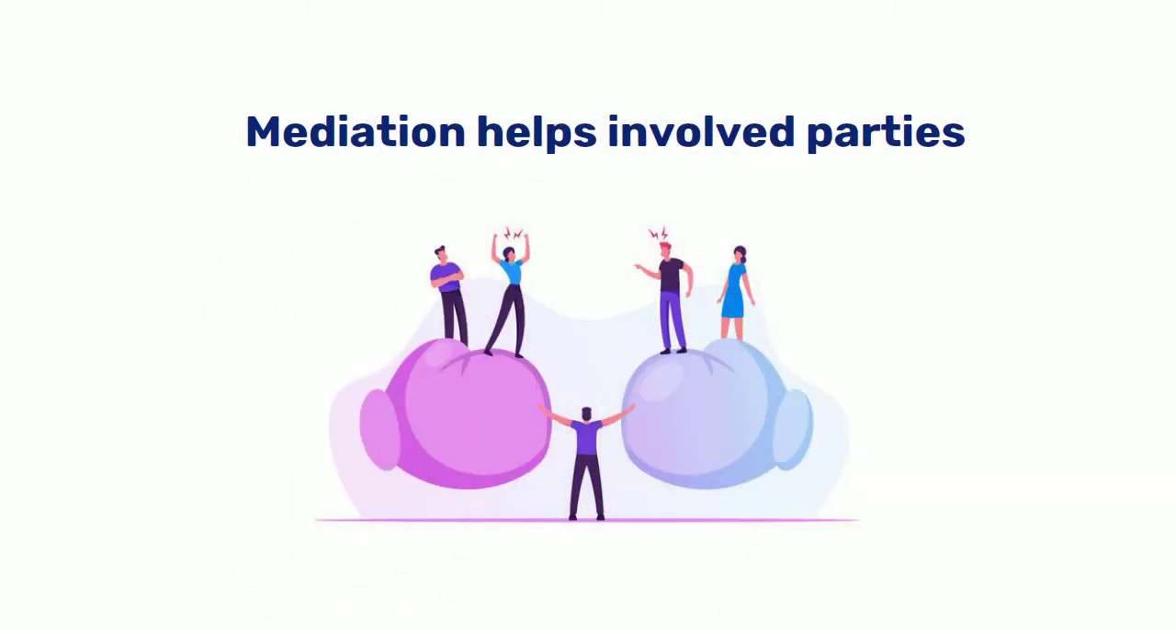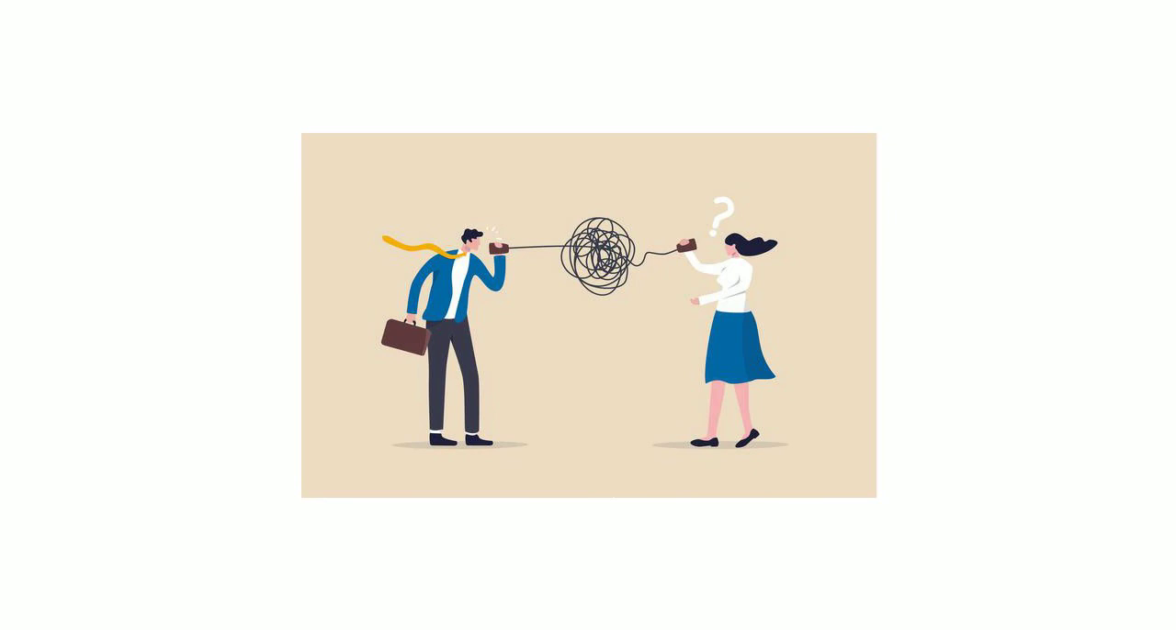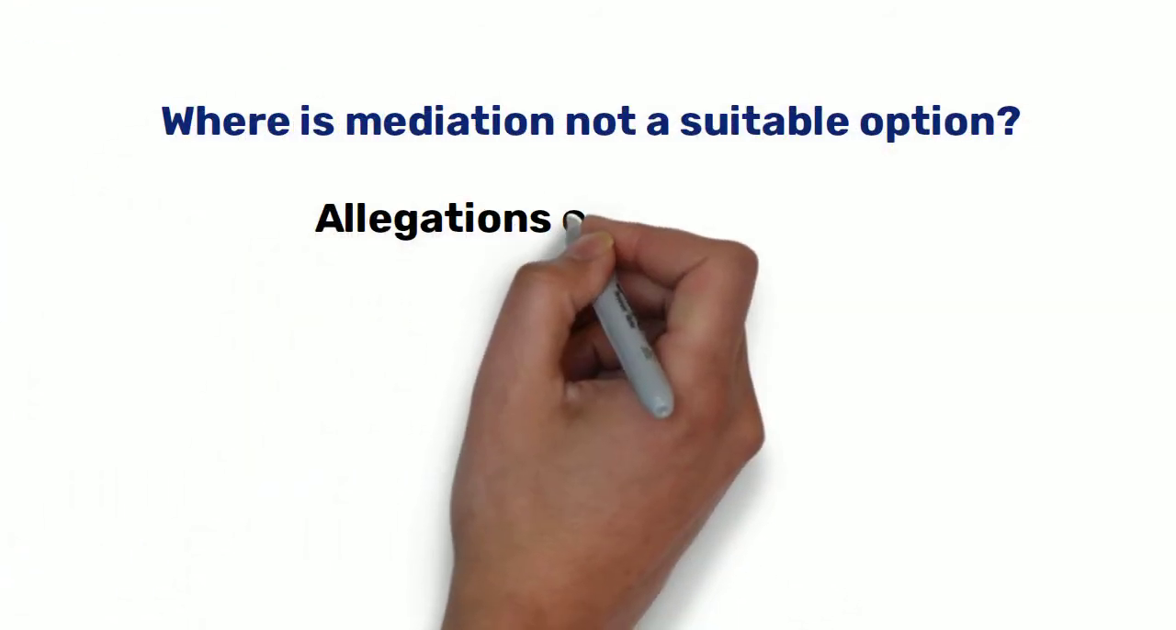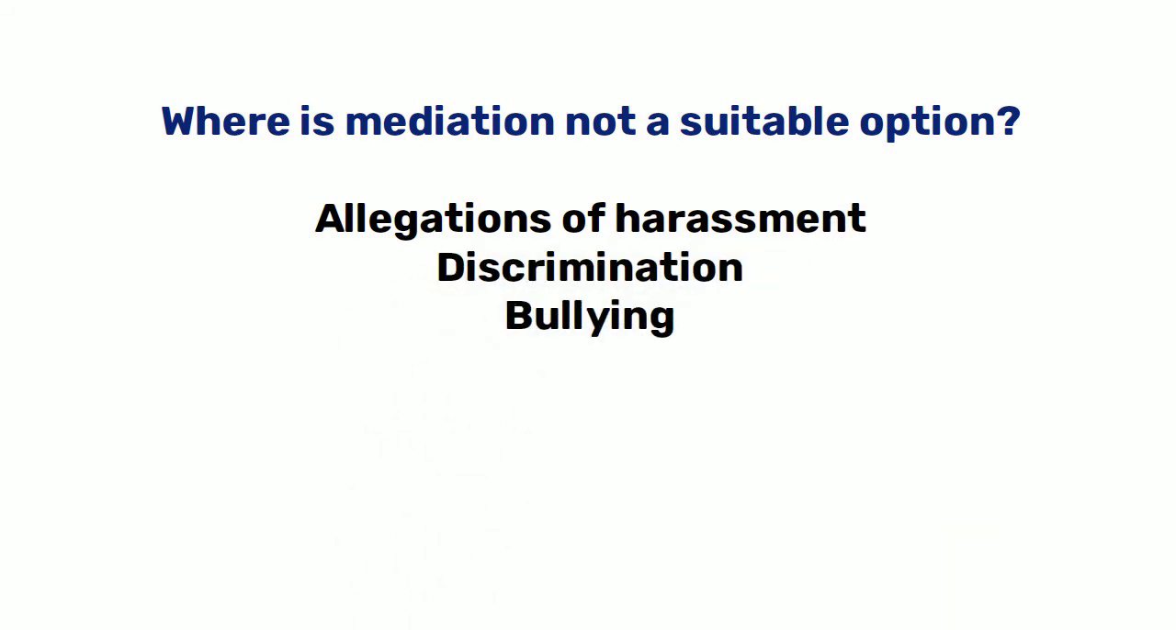You can use mediation at any point during a conflict, as long as the involved parties agree to do so. Mediation is an effective option for disputes where there is a breakdown in communication between parties. Mediation is not a suitable option for cases where there are allegations of harassment, discrimination, or bullying. Those issues need to be escalated to a more formal procedure and will require intervention from human resources. Now that you know why and when to use mediation, let's discuss the steps you can follow to mediate successfully.